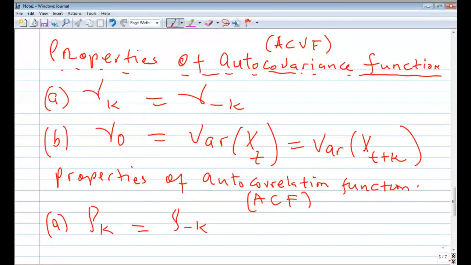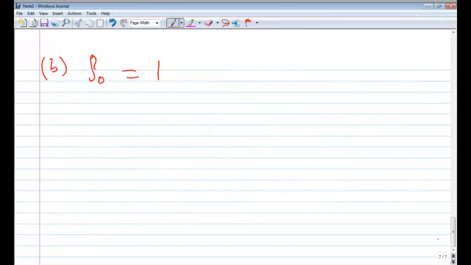I think you get it. Can I proceed? Okay. So now number B, rho 0 is equal to 1. In other words, to explain this, let me just go back a bit.